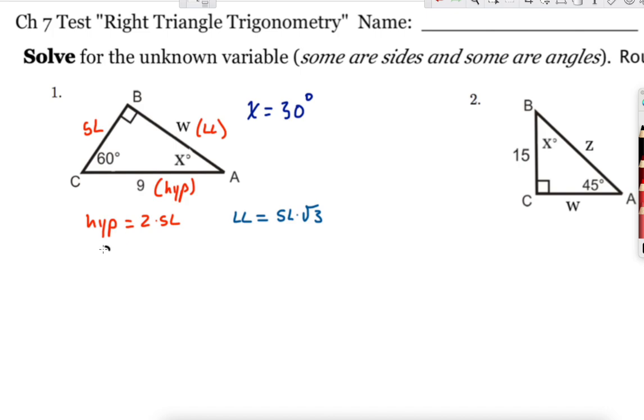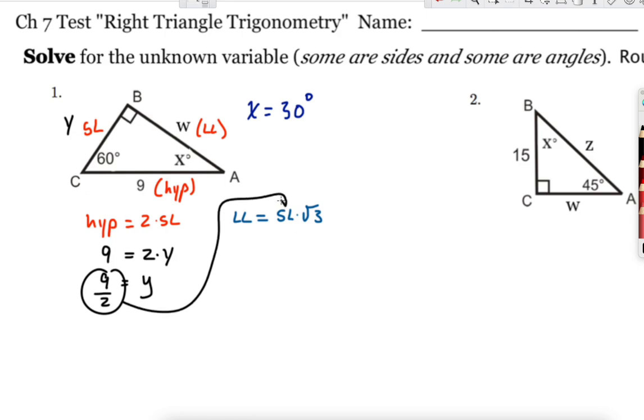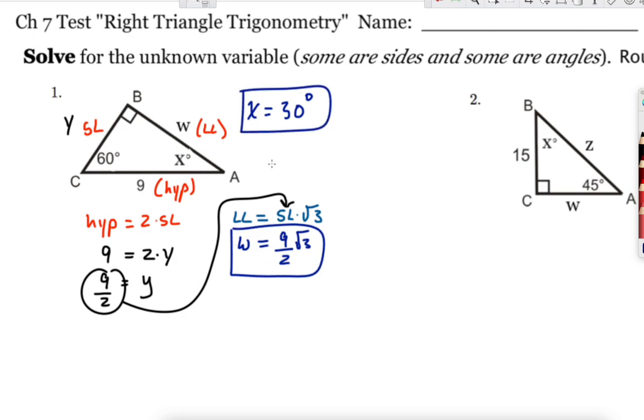So our hypotenuse is 9. Our short leg is, let's call this y. So 2 times y. So y is going to be 9/2. This is our short leg. I could take this value here and pop it into the long leg equation right here, and that would give me W equals 9/2 times root 3, and it's already good to go. There's nothing more to do. So x is 30 and W is 9/2 times root 3.